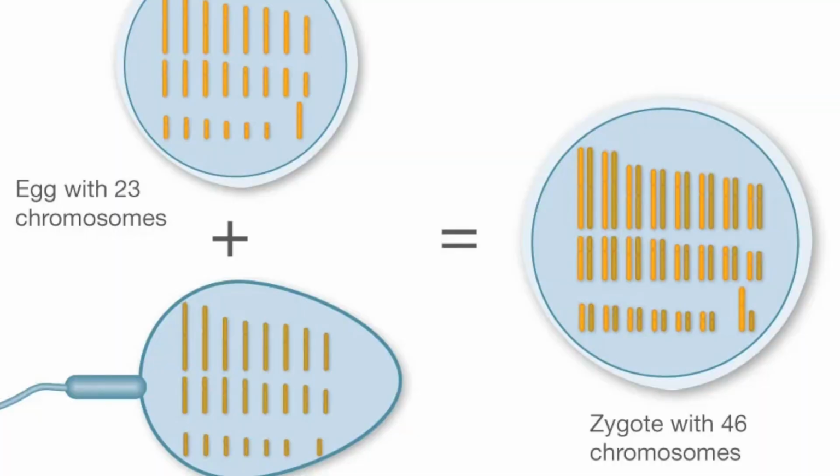All humans have 46 chromosomes inside of them. However, when a male and a female create an offspring, 23 chromosomes come from the male and 23 chromosomes come from the female, making up the full 46 chromosomes for the offspring.